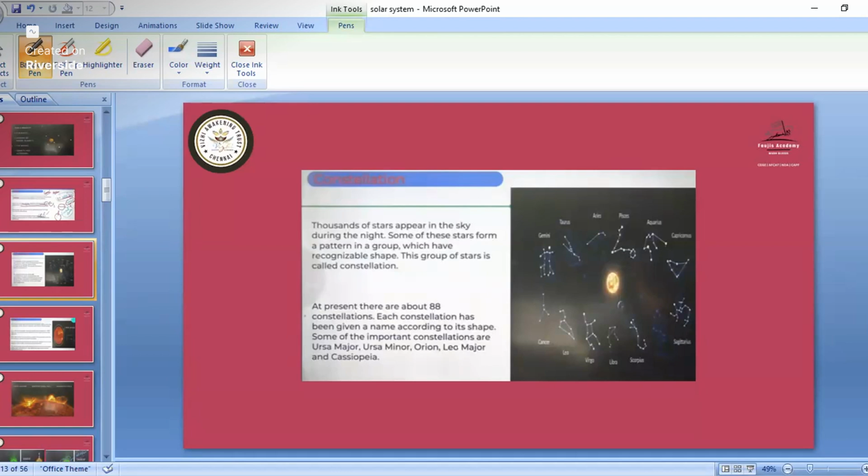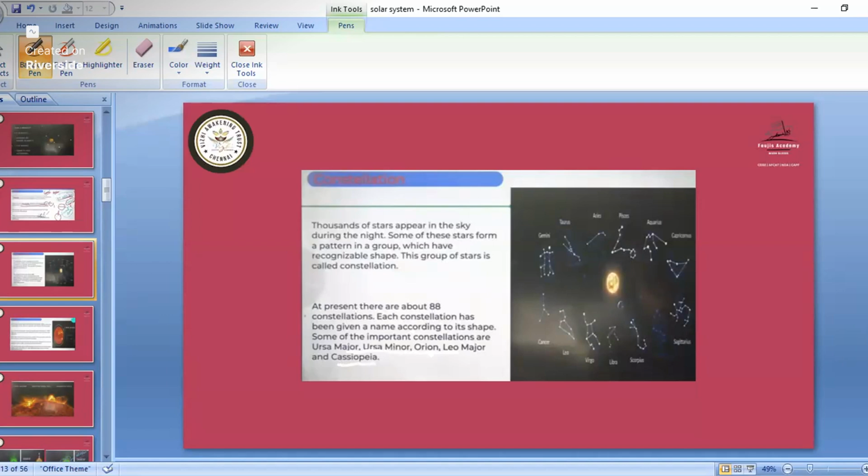So some of the important constellations are Ursa Major, Ursa Minor, Orion, Leo Major, and Cassiopeia. Remember these important names because these are not in the names of zodiac signs. Others are all zodiac signs. This is an arrangement of stars, and they have their shape. That shape is named after the zodiac sign. So you can easily remember that.